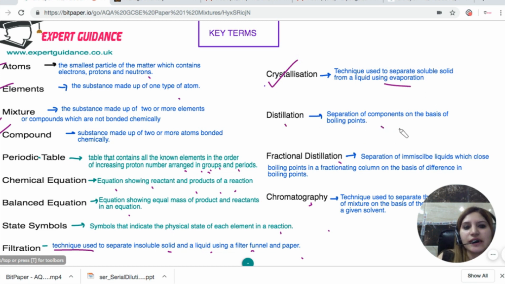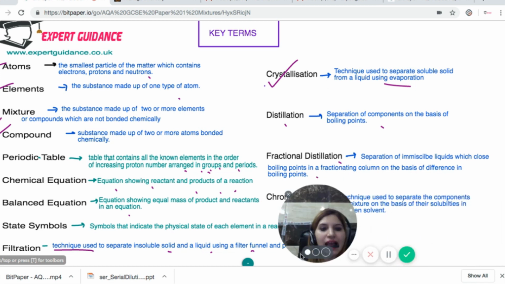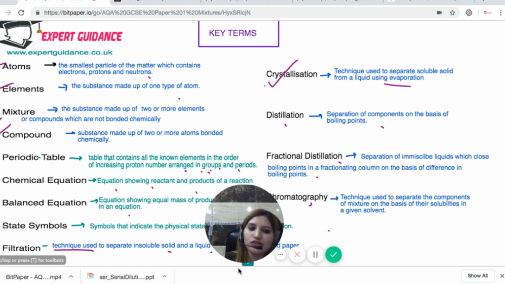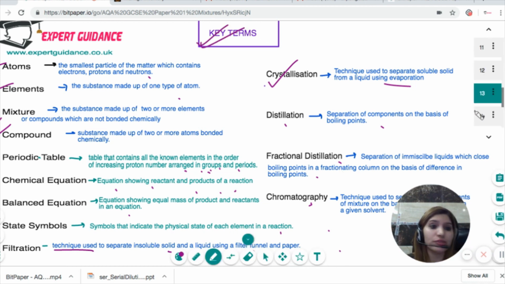Distillation is the separation of components on the basis of boiling point. Fractional distillation is the separation of miscible liquids with close boiling points in a fractionating column on the basis of the difference in boiling point. And chromatography is a technique used to separate the components of a mixture on the basis of their solubilities in a given solvent. I hope these key terms are clear to you and you should remember them all.